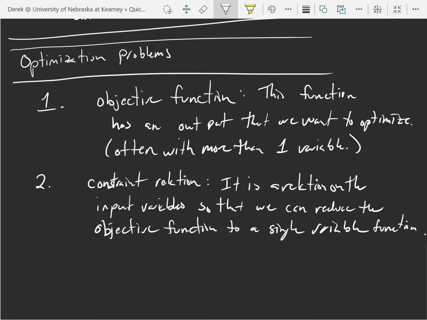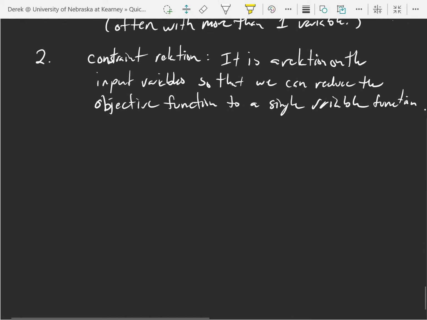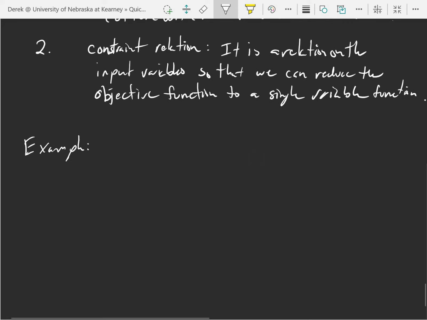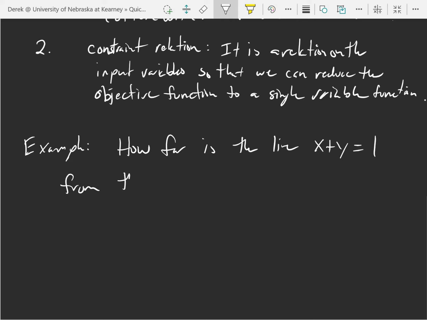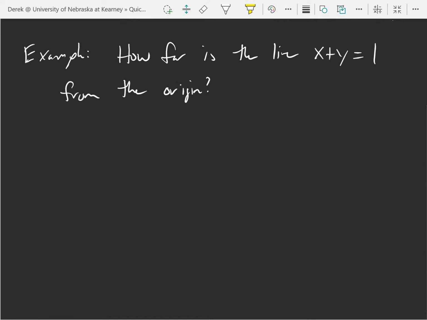Okay, so let's do an example. How far is the line, say x plus y equals 1, from the origin? Okay, and what do I mean by that? Well, let's draw a picture and see what happens with this.